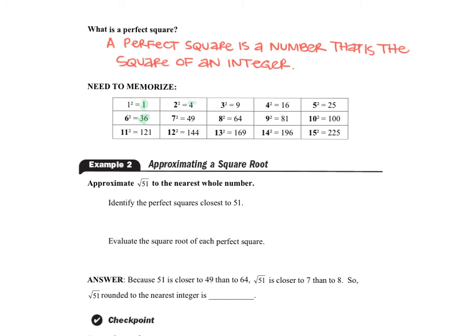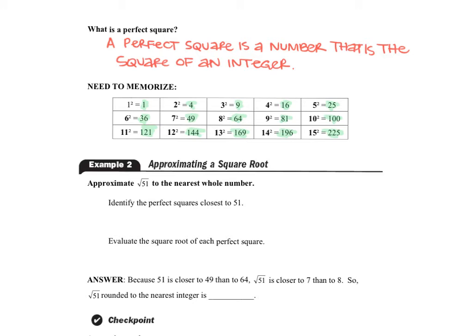So it's all of these numbers, 1, 4, 9, 16, 25, 36, 49, 64, 81, 100, 121, 144, 169, 196, 225. Those are all perfect squares, and obviously they can continue on, 16 squared, 17 squared. All of those would be perfect squares as well.